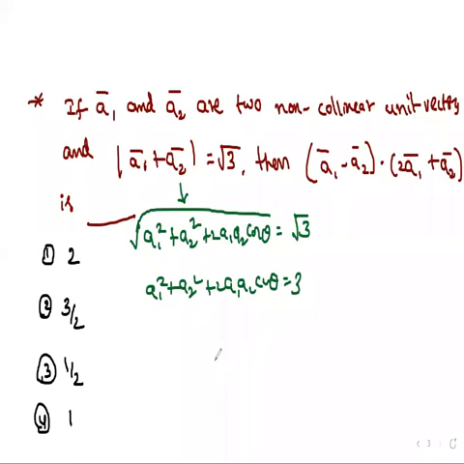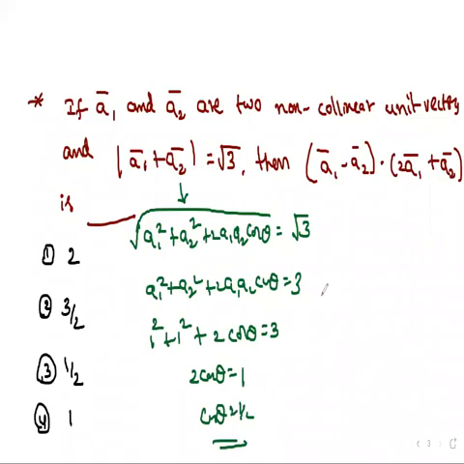But here it is given that A1 bar and A2 bar are both unit vectors, so the magnitudes are equal to 1. So 1 square plus 1 square plus 2 into 1 into 1 cos theta equals 3. This is 1 plus 1, 2. 2 plus 2 cos theta equals 3. Then 2 cos theta equals 1, and cos theta becomes half. We got cos theta equal to half.